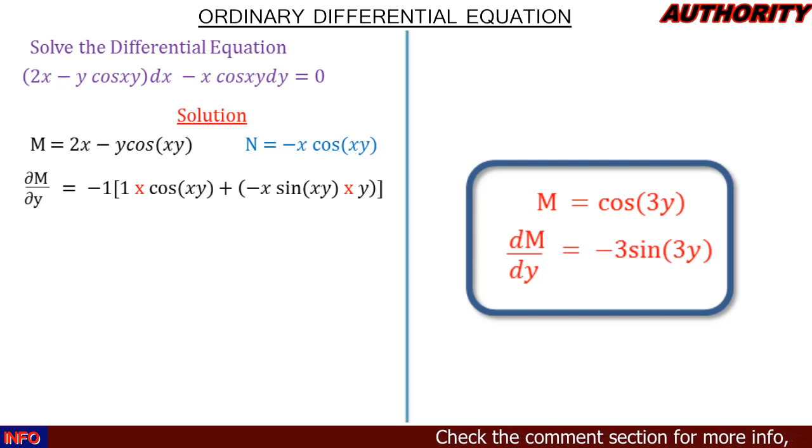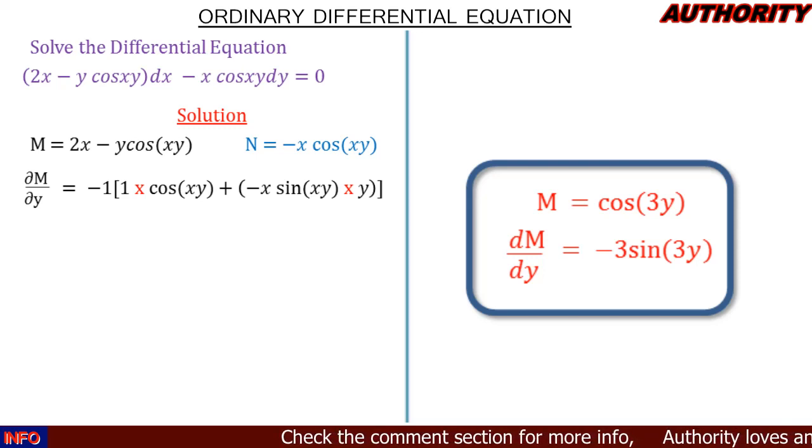So the point is this. Say you have the function M equal to cos 3y. The way you differentiated this cos 3y, you treated the 3 as a constant and then differentiated only y. This is the same procedure that you use in this place where you have cos xy. You regard the x as a constant. So differentiating cos xy partially with respect to y is going to give you minus x sine xy.